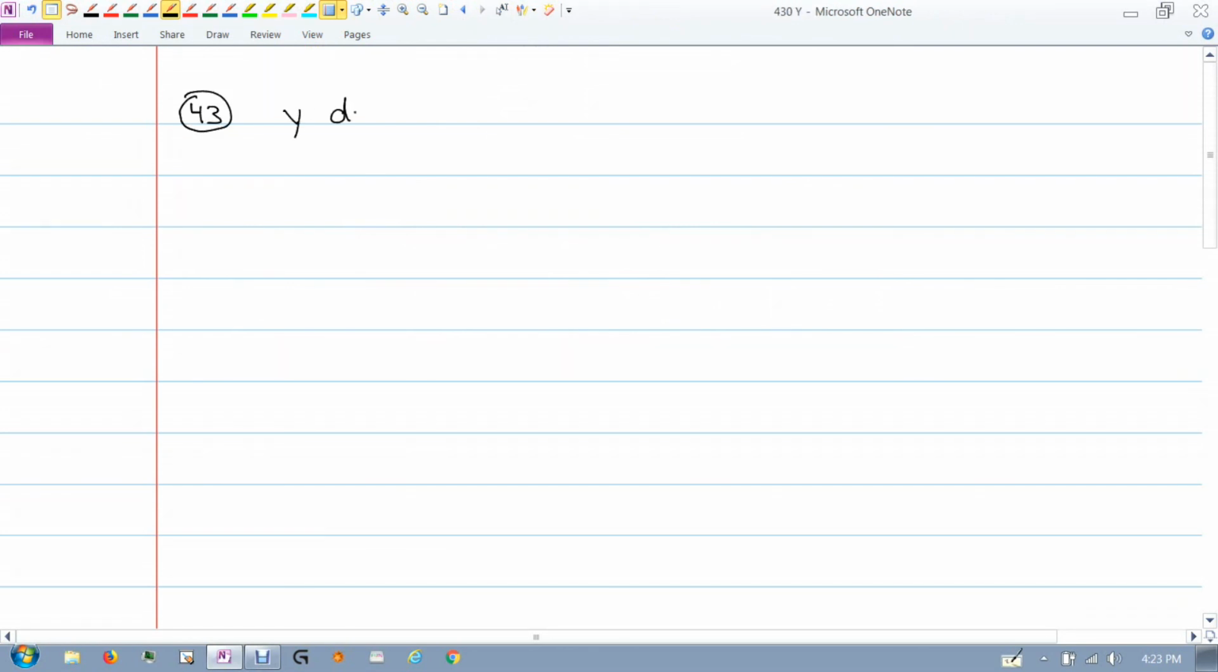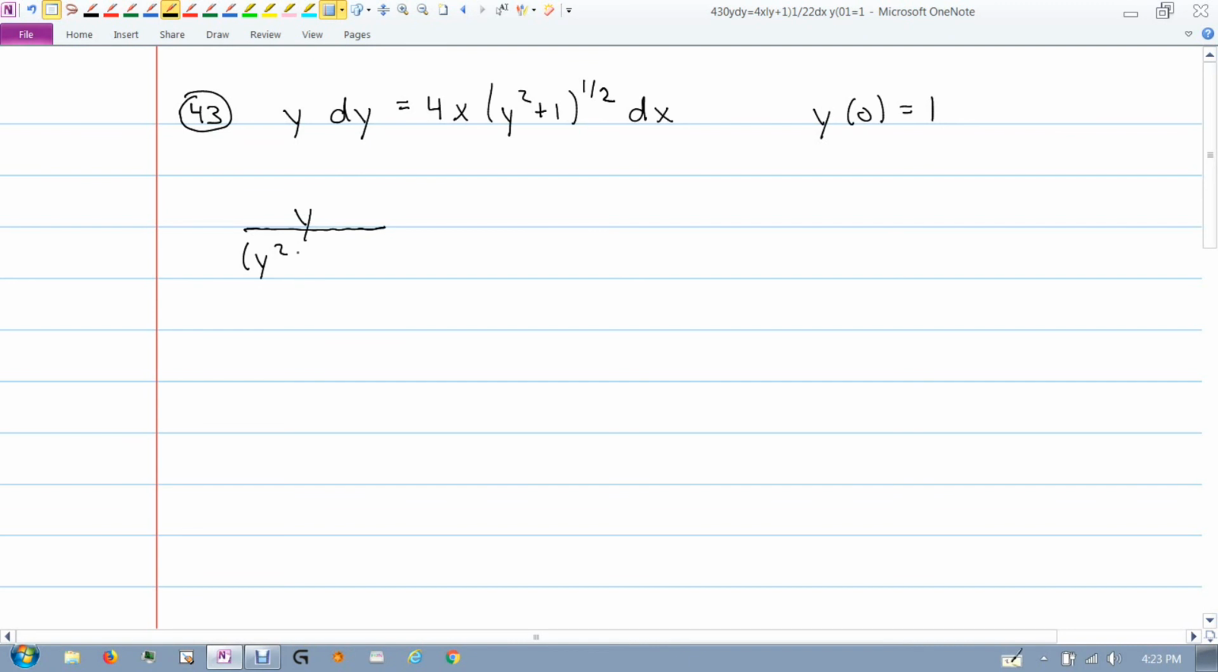y dy equals 4x times (y squared plus 1) to the 1/2 dx. We have the initial condition y of 0 is 1. All right, so let's get our x's and y's together here. So we're going to have y over (y squared plus 1) to the 1/2 dy equals, it looks like, just 4x dx.